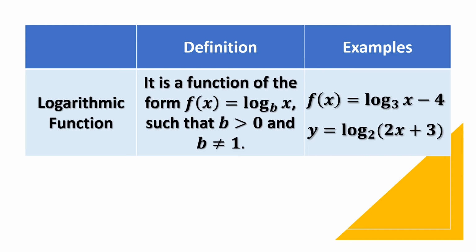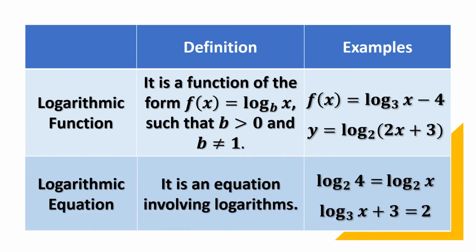Okay? Next definition of term is the logarithmic equation. It is an equation involving logarithms. Log of 4 with base 2 is equal to the log of x with base 2. Log of x with base 3 plus 3 is equal to 2. Either one side or both sides of the equation, the left and right, have a logarithmic expression.